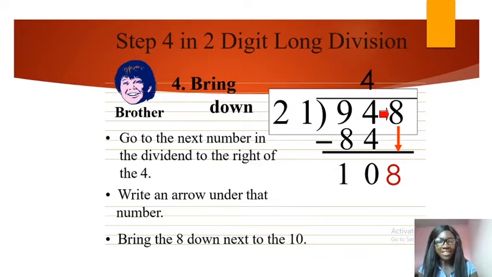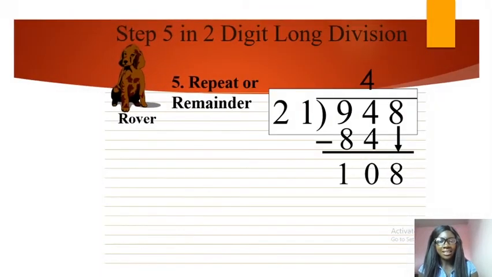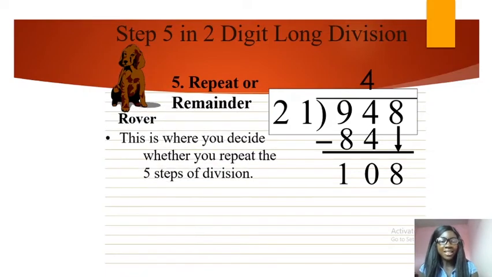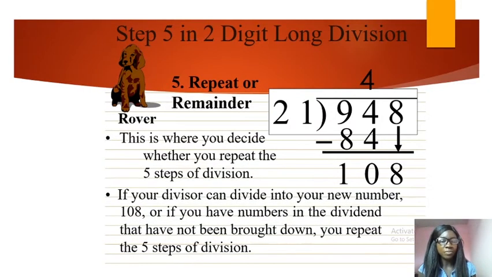Alright, I hope you've understood this. So let's see what our River said will help us to know if we're going to repeat the steps again or we are going to stop here. Alright, so this is where you decide whether you repeat the 5 steps of the division. So River said if your divisor can divide into your new number, which is 108, or if you have numbers in the dividend that have not been brought down, then you repeat what?